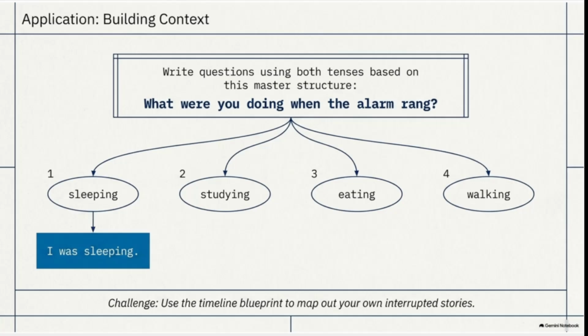Try creating your own interrupted story. First, think of a longer action. Then think of a short action that happened during it. For example, I was walking home when it started to rain. That is the blueprint. Past continuous plus past simple.